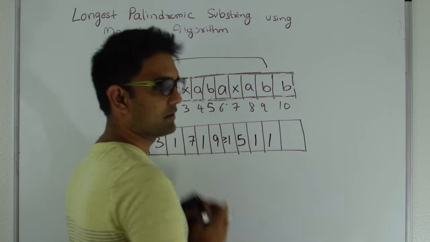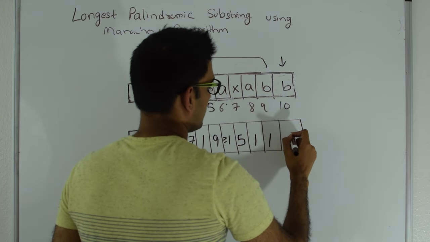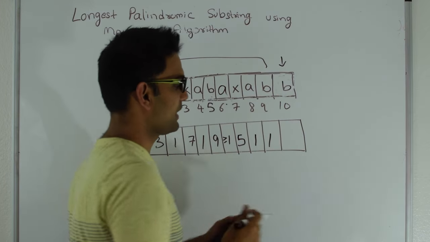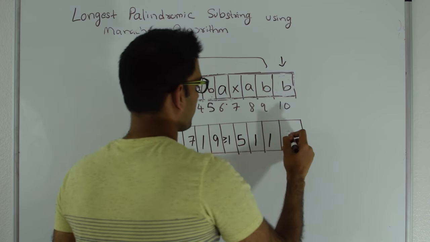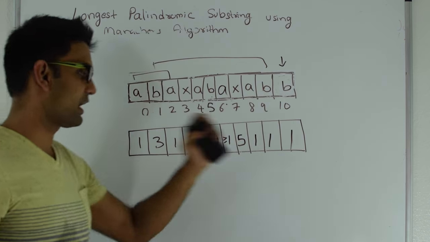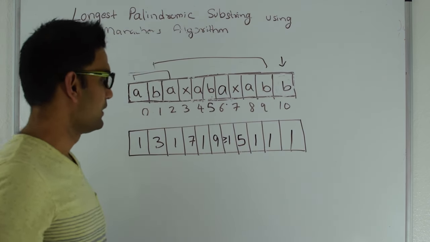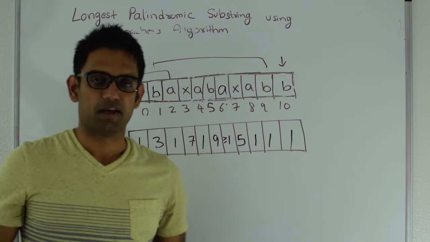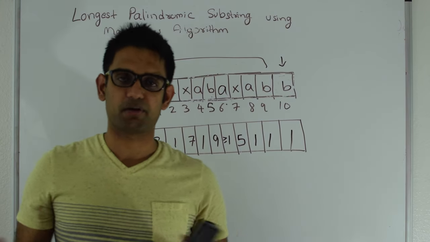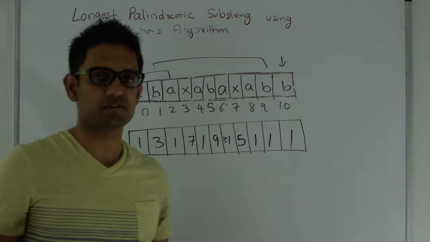So the next center will be this guy, which is the last B, and the palindrome around it is of length 1. So finally, we just iterate through this input array, and 9 will be our answer. In the next section, let's look at another bigger example, and let's try to understand these concepts again.